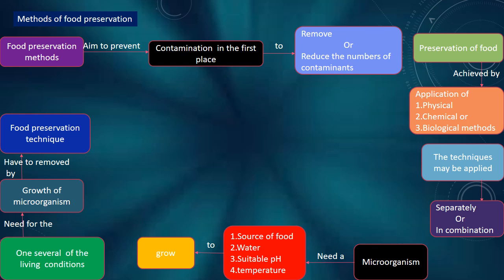Microorganisms need a source of food, water, suitable pH, and temperature to grow. Several of the living conditions needed for the growth of microorganisms have to be removed by the food preservation technique.